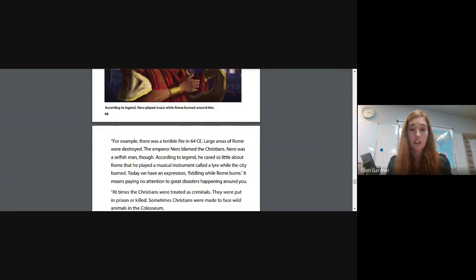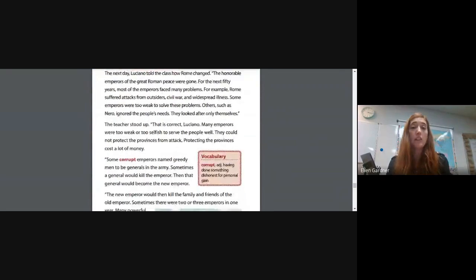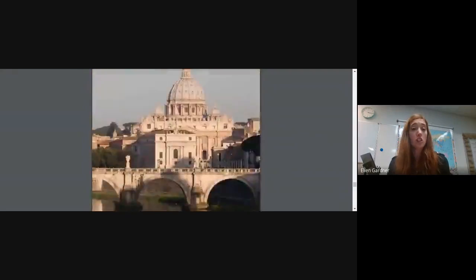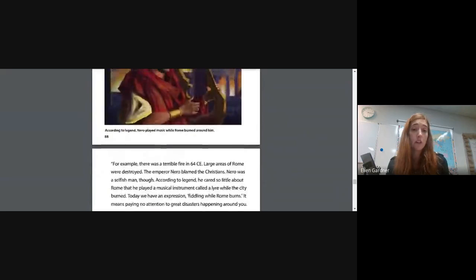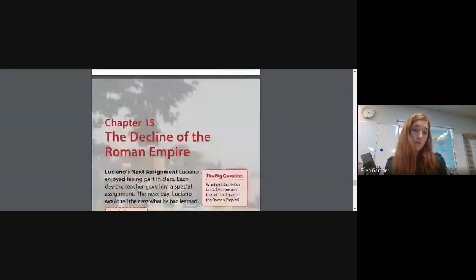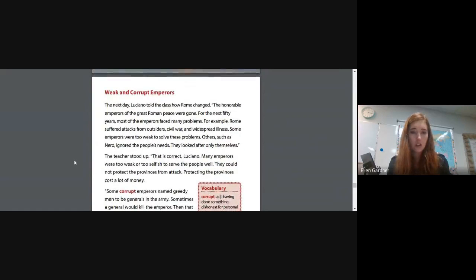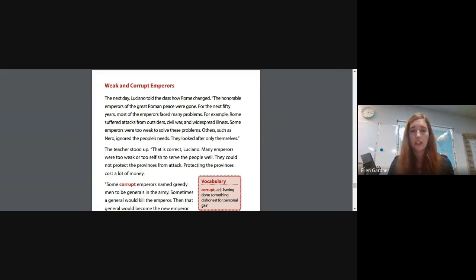And today we have the expression fiddling while Rome burns. That's right, it was two different instruments. So that was Nero. He was just letting things crumble around him rather than actually doing anything to help his people, the Romans. Okay, so this is what Luciano is telling his class.